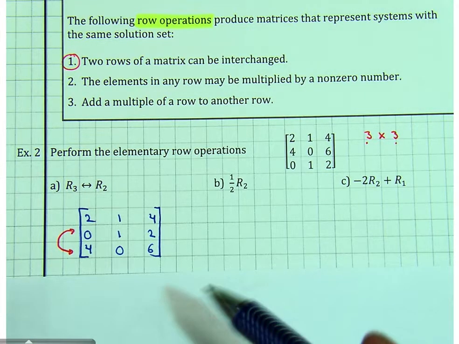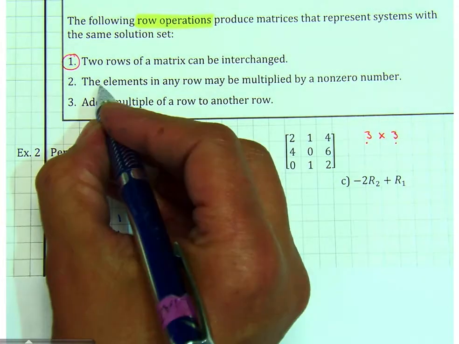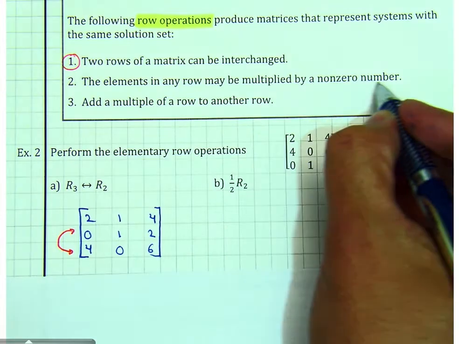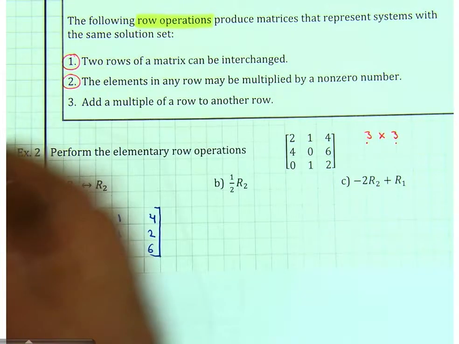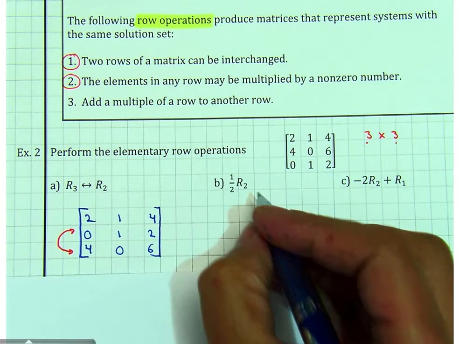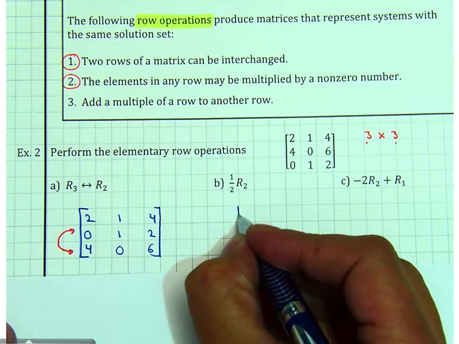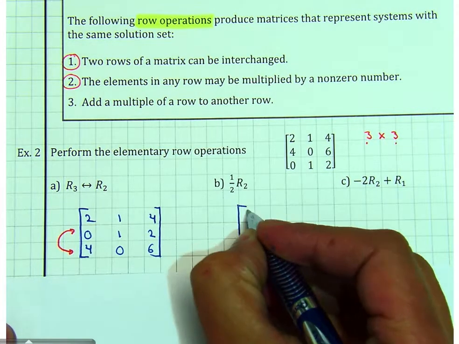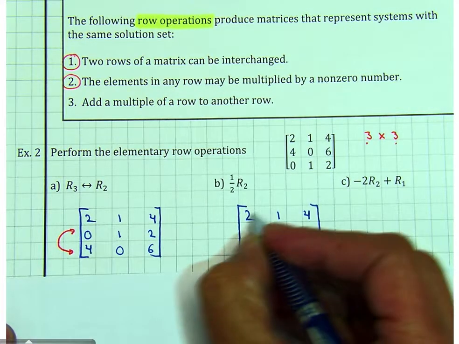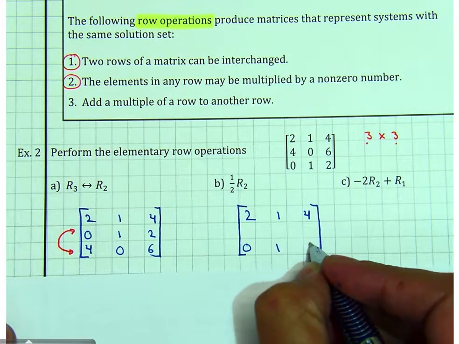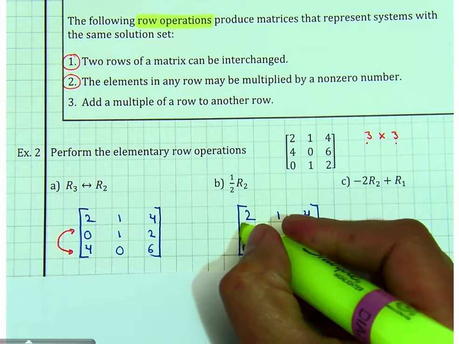On the second one, we are going to multiply row 2 by 1/2. The elements in any row may be multiplied by a non-zero number. So that'll be on letter B. That means that we multiply the second row by 1/2, which means that the first row will stay the same. And the third row will stay exactly the same. This is the only one that we are changing.